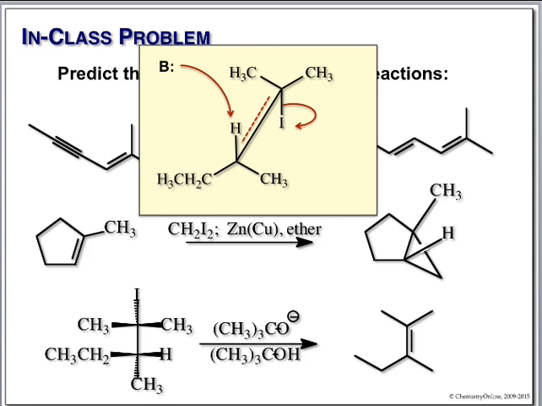So again, the things to remember with an E2 elimination. Leaving group and hydrogen must be on opposite sides. They must be in the same plane. And we must form the most highly substituted alkene. Any questions?